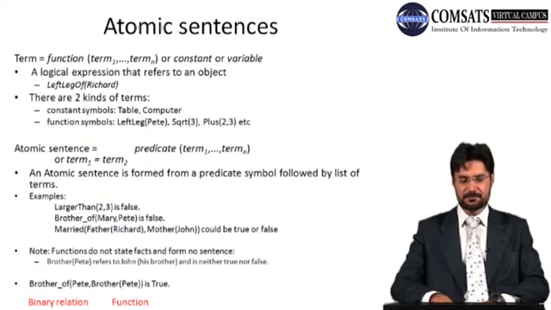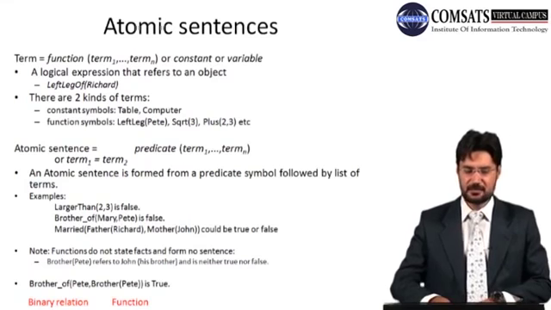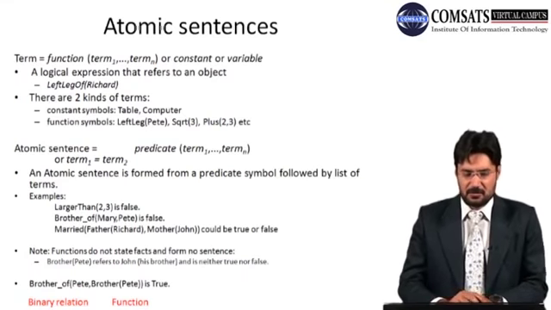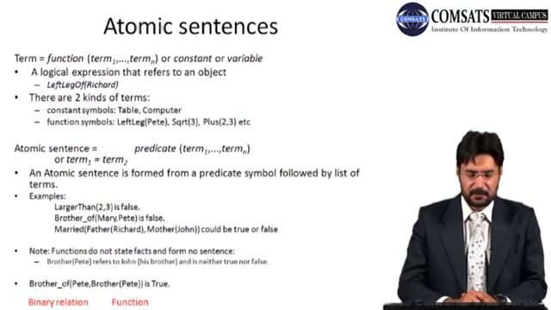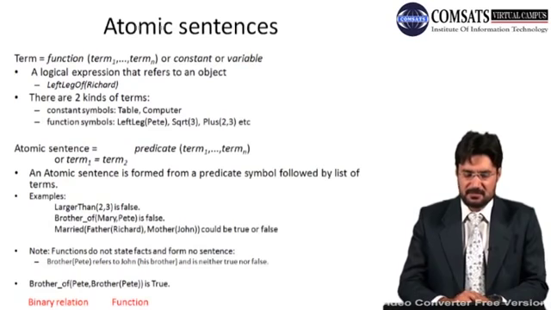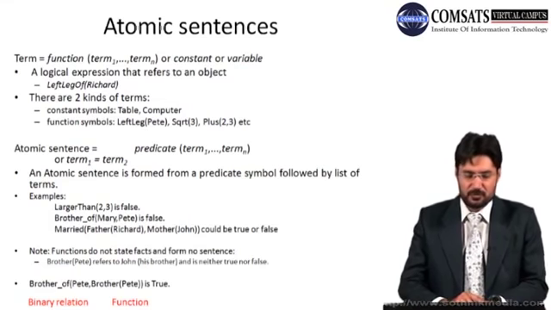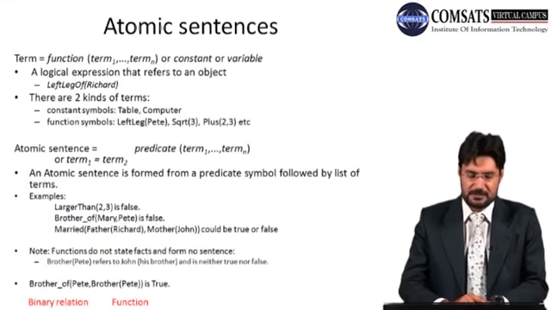Left leg of Richard. So here we want to say that terms are actually functions, or constants that we have as objects. The expressions we use to represent objects, we will say these are different kinds of terms. They can be of two kinds. They can be constant symbols, table, computer, these different kinds of objects we can use, and they can also be used as function symbols. Left leg, square root and plus, there are different kinds of functions that we can use as a term. So when we say term, it's a logical expression that refers to an object.